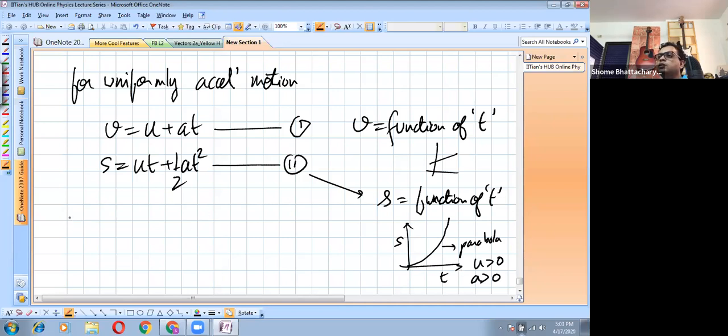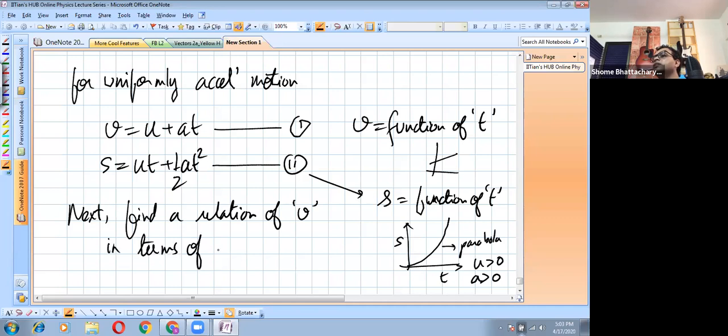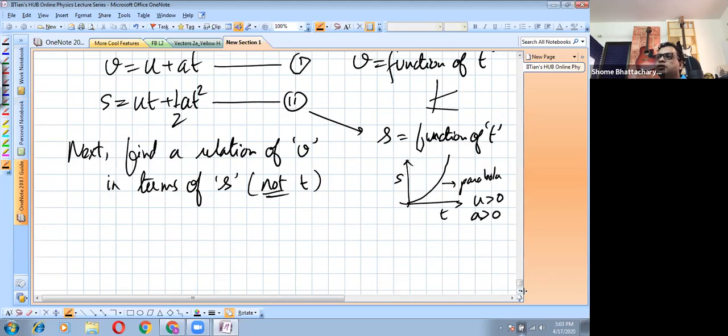But now what we want next is a relation of the instantaneous velocity in terms of the instantaneous displacement s and not in terms of t. I don't want v in terms of t, I want v in terms of s. This is just an algebraic operation. There's no concept or logic involved. We're just going to eliminate the time between the two equations and get the relation between v and s. You can see v is in terms of t and s is in terms of t. If we use the two equations to eliminate the variable of time, then we will get what we're looking for, which is the relation between v and s.